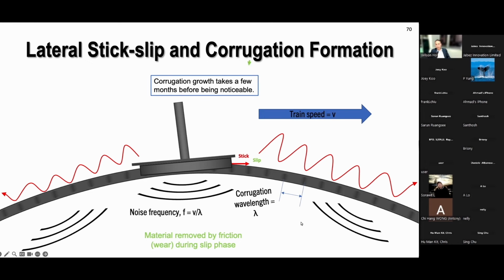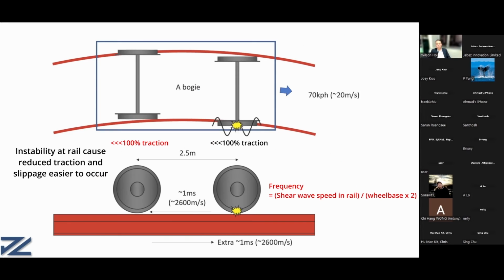So, just to recap this stick-slip action: in this case it occurs at 500 Hertz. It makes the wheel have very high vibration. And in this animation, it creates a wave. When this wave arrives at the adjacent wheel, it triggers the slippage, because before the wave arrives, this wheel has already accumulated a lateral grip force.